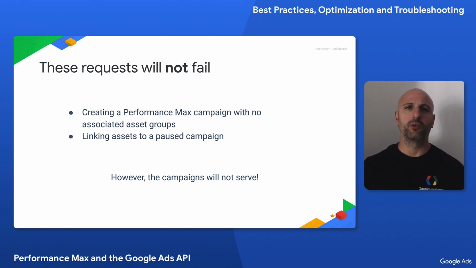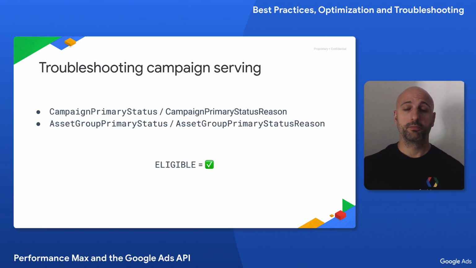So how do you find out if you unintentionally ended up in one of these cases? Well, there are fields in the API for that. You can check the primary status both at the campaign level and at the asset group level to make sure that their value is eligible, meaning that your campaign and asset groups are serving correctly. If they have a different value, you can find out more about what's going wrong by looking at the primary status results field, both for the campaign and for the asset group. They will tell you exactly all the reasons why you may not be getting the performances you were hoping for.